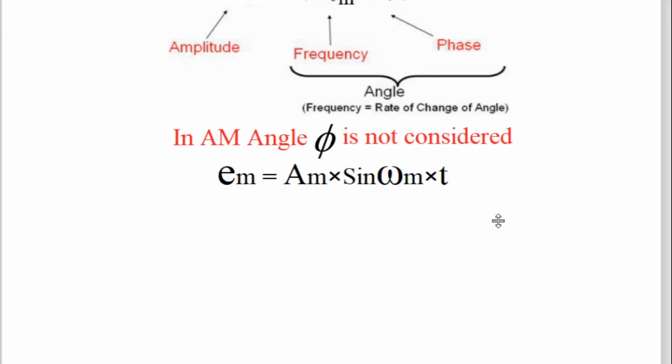In amplitude modulation we are not dealing with phi, because in amplitude modulation we are only changing the amplitude of the carrier signal. We are not changing the angle. Therefore our equation will get very simplified.